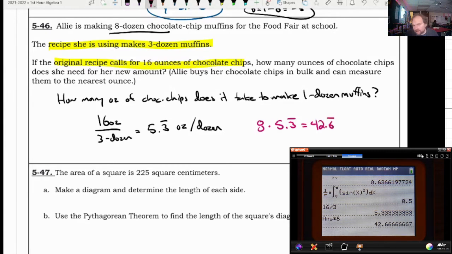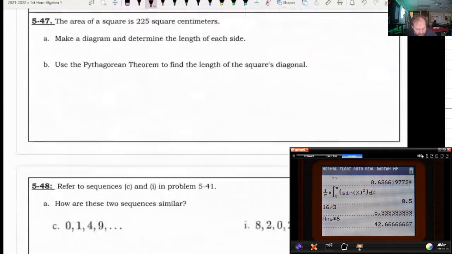And because I can measure them to the nearest ounce as part of this problem, I'm going to round up and say, okay, she needs 43 ounces of chocolate chips to make 8 dozen muffins. Pretty typical problem that you solve when you're doing baking of any sort.